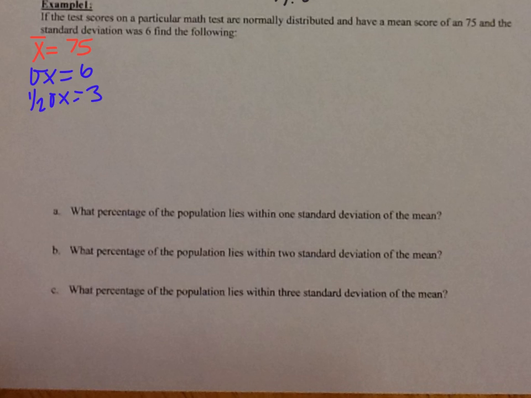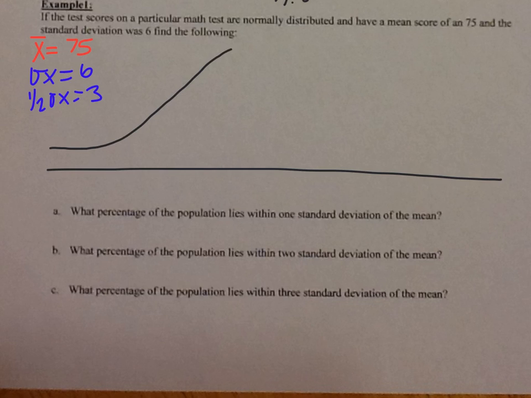Now, why did I pick a half? Because our bell curve shows a half. All right, so I'm going to draw my bell curve. Draw it nice and big. Don't make it too small. Otherwise, you won't be able to see your numbers. I'm going to start right here in the middle, because I know my middle score has to be the mean. And what's my mean? 75.